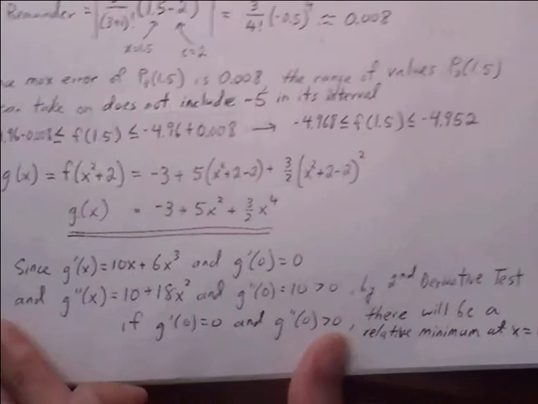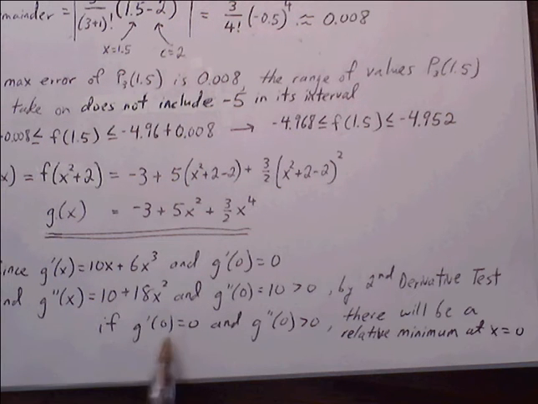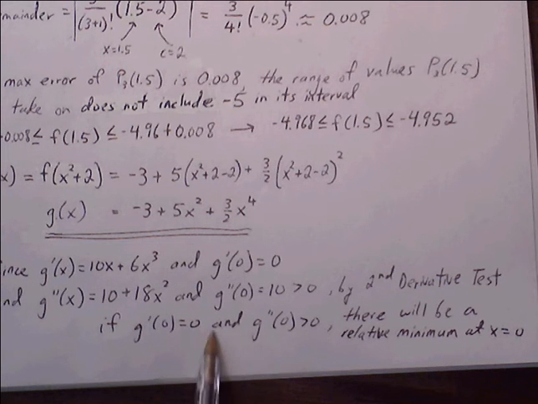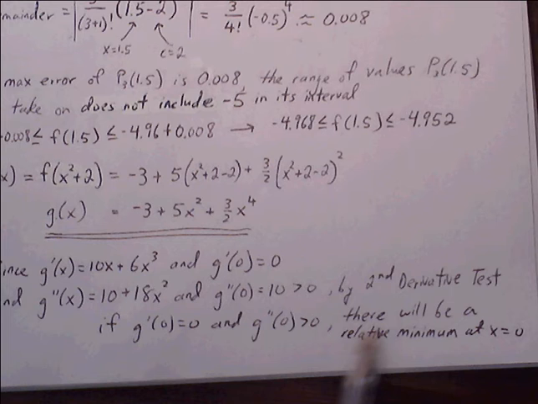So what that means is, by the second derivative test, if I have a point where the slope of the tangent line is 0, and also at that point it's part of a concave up graph, right? Second derivative at 0 is greater than 0. So if the slope is 0 and the graph is concave up, then at that point there must be a relative minimum at x equals 0.